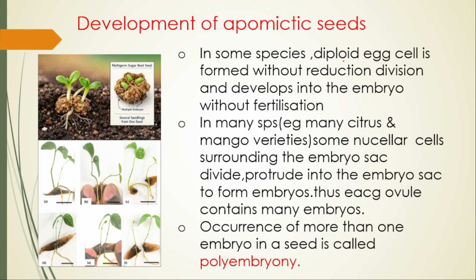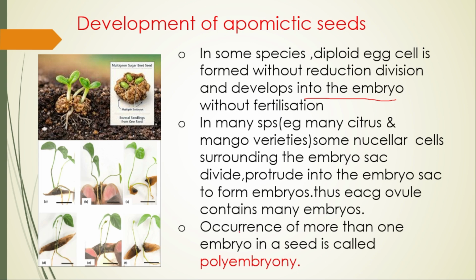In some species, a diploid egg cell is formed without reduction division and develops into embryos, without fertilization. There will be formation of what? Embryo without fertilization, in a few of the species. In many species, some nucellar cells surrounding the embryo sac divide and protrude into the embryo sac to form embryos. Thus, each ovule contains many embryos.